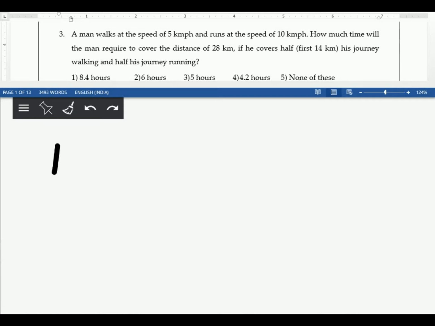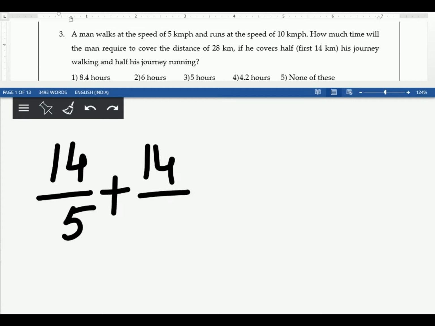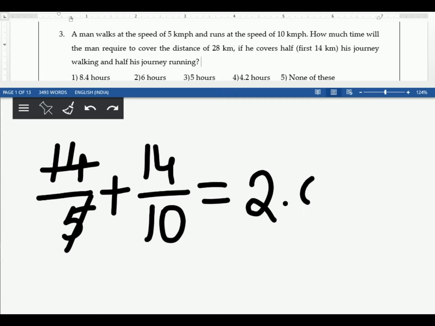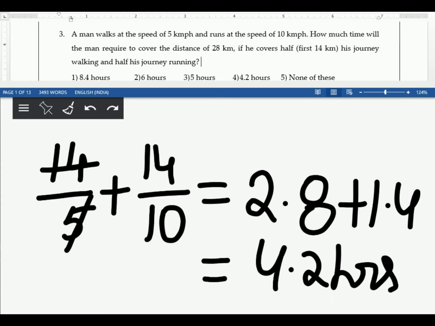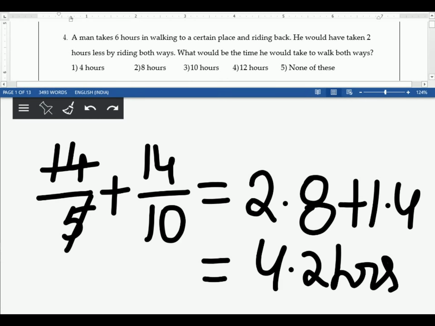So the first half is 14 kilometers with an average speed of 5 kilometers per hour, and the second half distance is 14 kilometers with an average speed of 10 kilometers. That is, we get 2.8 plus 1.4. Therefore, the required time is 4.2 hours. Option number 4.